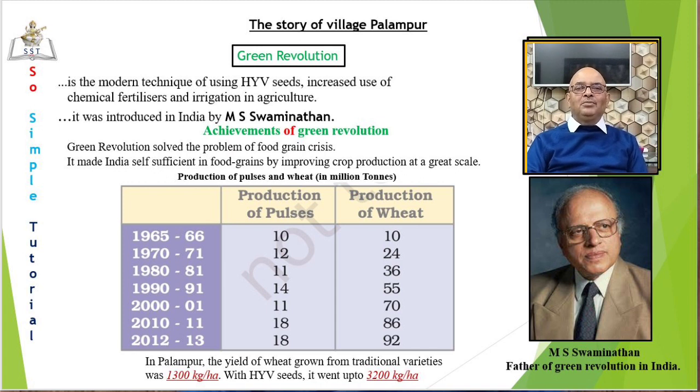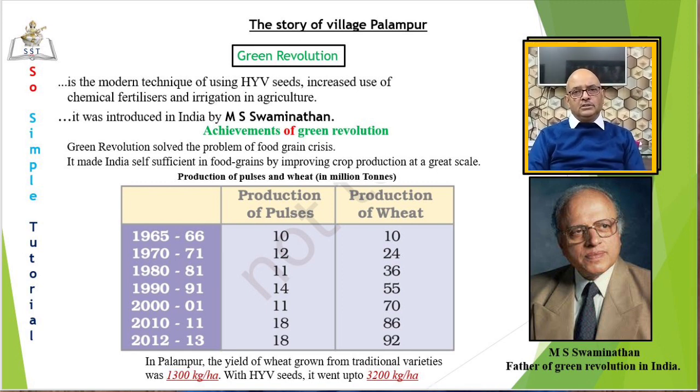You can see the table on the screen. Production of pulses and wheat. Here production of wheat is worth watching. From 10 million tons in 65-66 to 92 million tons in 2012-13. Fantastic. In Palampur also the change is visible.